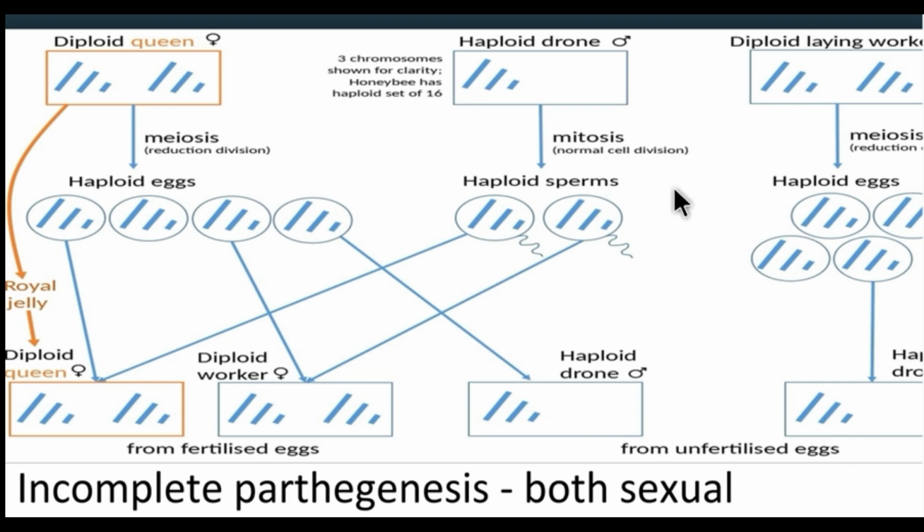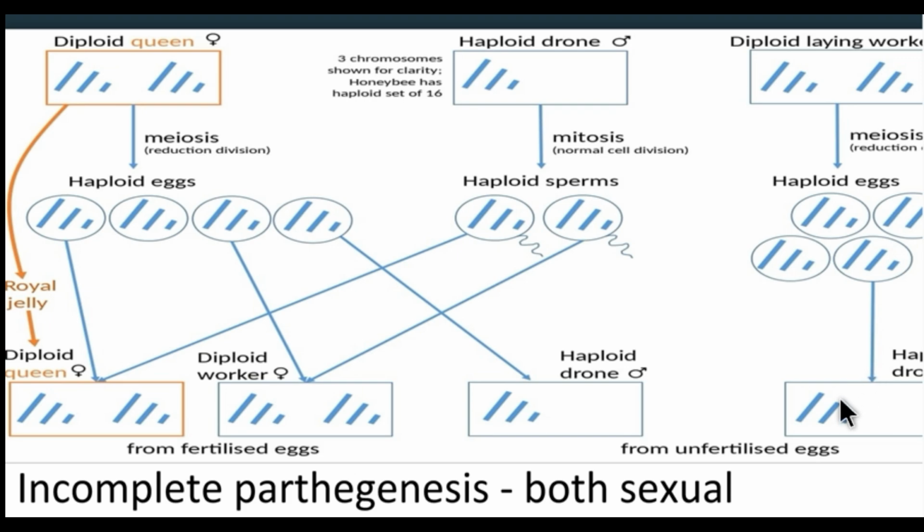From these diagrams, we should know that fertilized eggs become females and unfertilized eggs become males. That is called incomplete parthenogenesis. What are the two? One is sexual, where sexual reproduction occurs. Here is non-sexual, that is parthenogenesis. So incomplete parthenogenesis takes the example of the honeybee. In honeybees, fertilized egg zygotes develop into queen and worker, whereas unfertilized eggs develop into drones, the males.